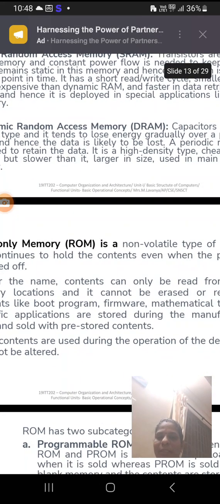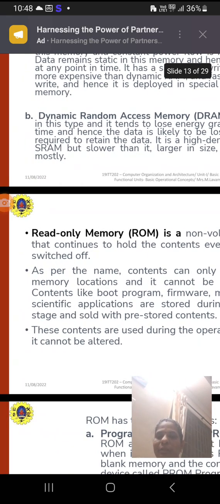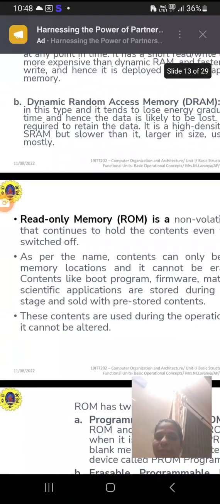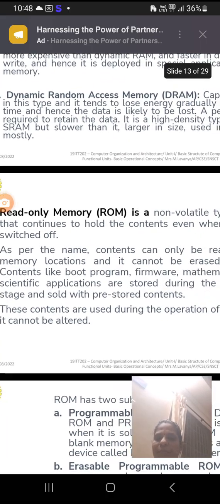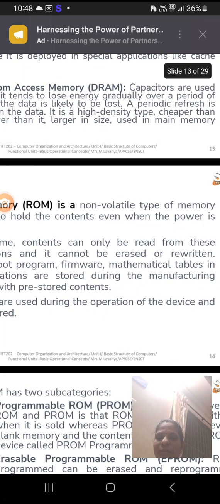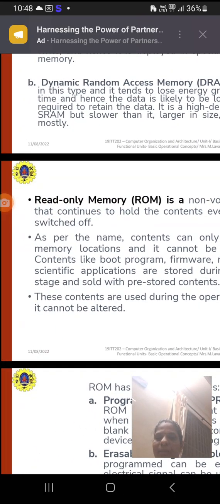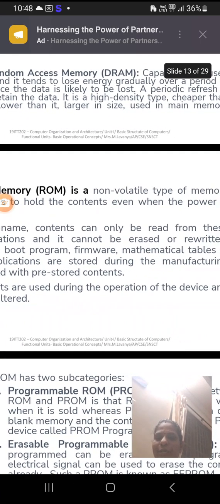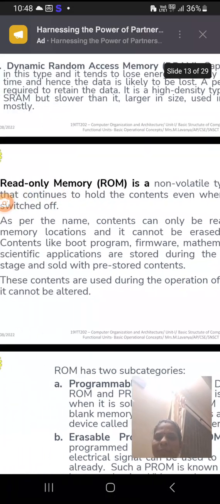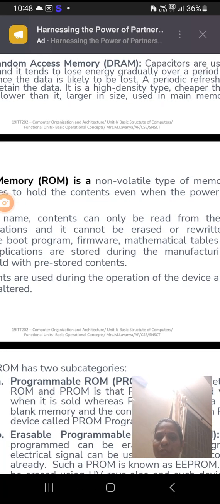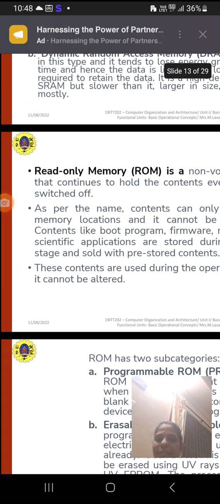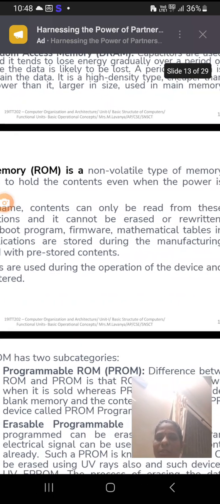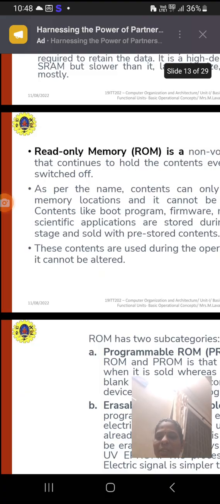Read-only memory is a non-volatile memory. It is a type of memory that continues to hold its contents even when the power is switched off. As per the name, contents can only be read from these memory locations and cannot be erased or rewritten. Contents like bootstrap, firmware, mathematical tables and scientific applications are stored in the manufacturing stage and sold with the pre-stored contents. These contents run the operations of the devices and cannot be altered.